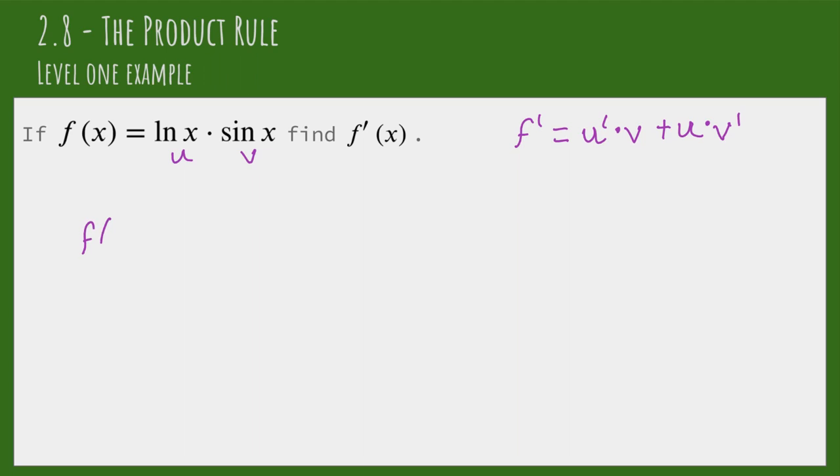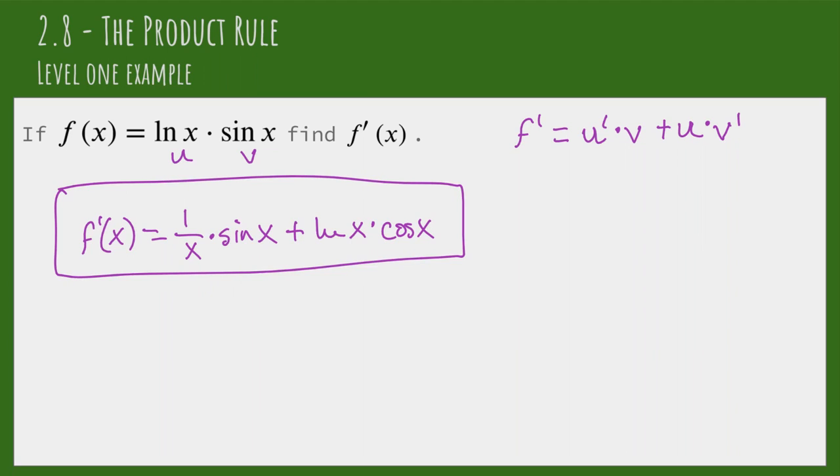And so f prime of x is going to be the derivative of natural log. The derivative of the natural log function is 1 over x, times the second, so just times sine of x. We're not taking the derivative of that. Plus the first, natural log of x, times the derivative of the second. The derivative of sine of x is cosine of x, and we're done. That's all you have to do.